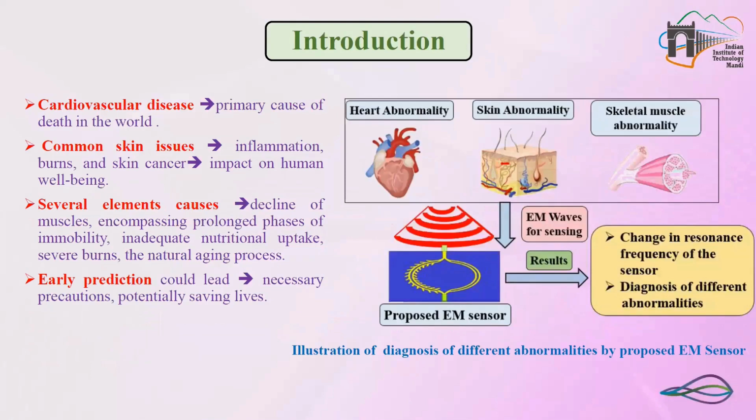So, the introduction. Cardiovascular disease is the primary one that comes under heart abnormality. Then skin abnormality happens during inflammation, burns, and skin cancer. And skeleton muscle abnormality is also there. That happens when there is a decline of muscle, encompassing a prolonged phase of immobility, inadequate nutritional uptake, or severe burns. So they have designed an antenna, which is an EM sensor, for detecting all three: heart abnormality, skin abnormality, and skeleton muscle abnormality.